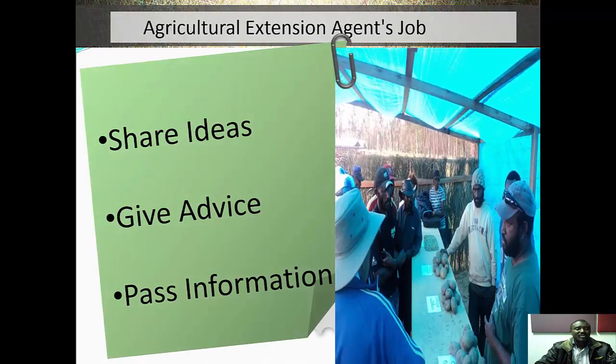Now, why do we need communication as extension agents? Extension agents have the duty of sharing ideas, information, giving advice to farmers, and encouraging farmers to form groups to be able to take advantage of opportunities of credit, inputs and other things like that. So we need to be able to communicate with our farmers effectively, to help them know what to do, how to do it, even when to do it. That's why, as extension agents, we need communication.